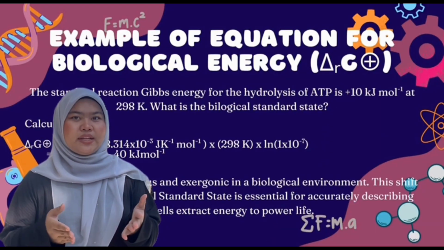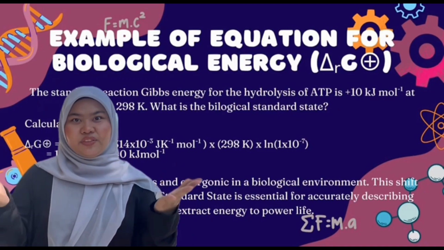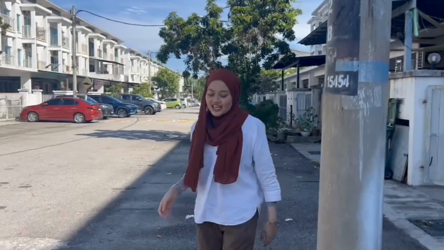When you do the math, what will happen? The positive 10 turns into negative 30, right? Because it's now negative, it becomes exergonic and spontaneous. This jump from positive to negative is exactly how our cells unlock energy to power life. Math proves biology follows its own rules. You just saw an example of how to use the equation.